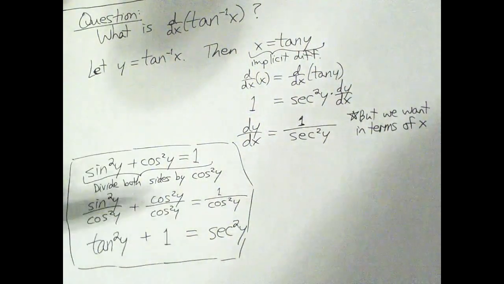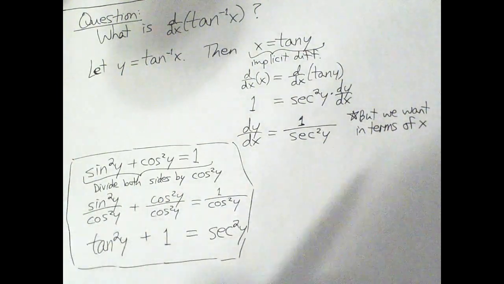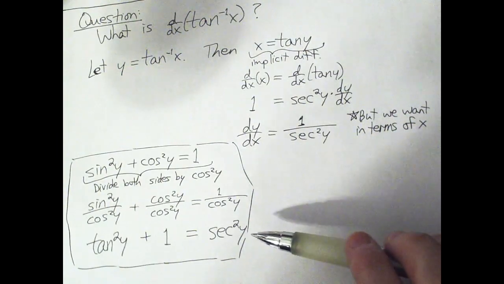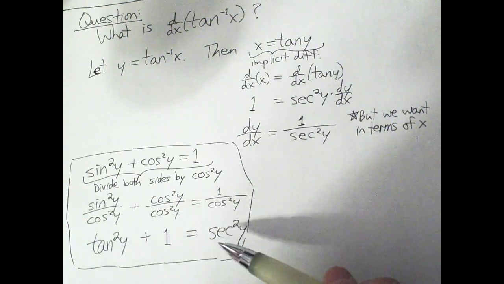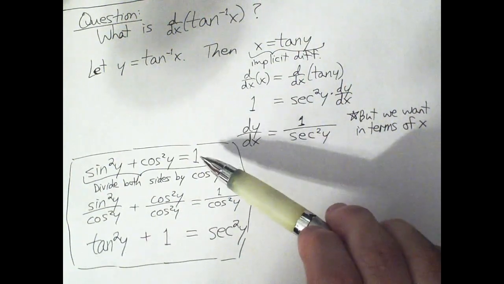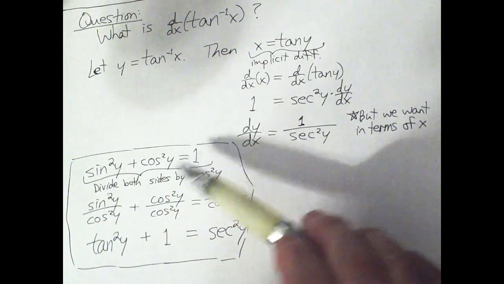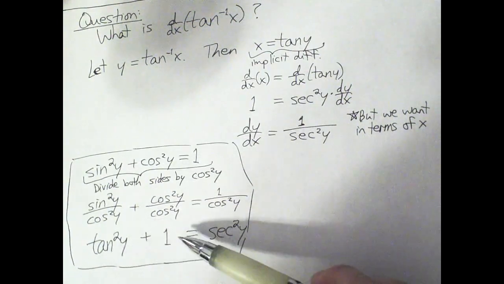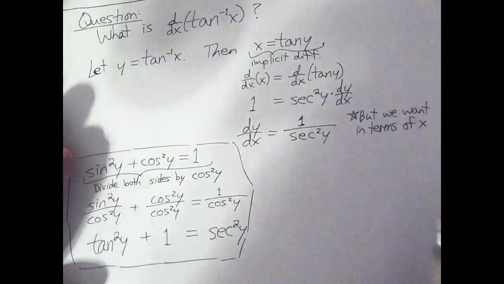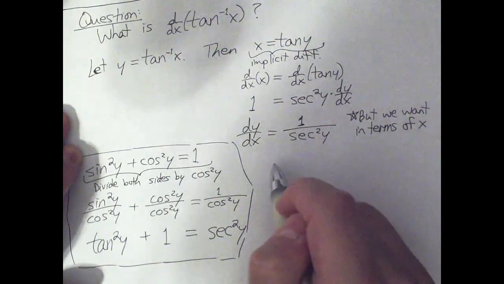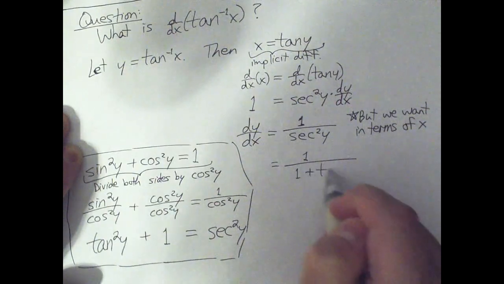Now, the bottom line that I wrote here, tangent squared y plus 1 equals secant squared y, you've probably seen this at some point, like in a pre-calculus or a trig class. It was probably taught to you as a trig identity, but this is where it comes from. That's why I said sine squared plus cosine squared equals 1 is my favorite trig identity, because you can do so much with it, and you can quickly get new identities like this one. Well, this tells me that secant squared y can be rewritten as 1 plus tangent squared y.